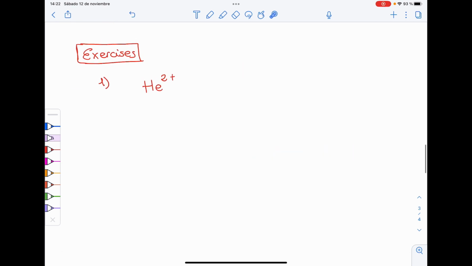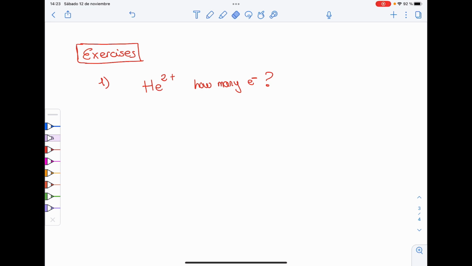Okay, let's see now one exercise. Imagine that sometimes they give me an example like this and they ask me, in this atom of helium that we have here, how much is the charge? How many electrons do I have? Sometimes I can write electrons like this, okay? How many electrons, how many protons, how many neutrons do I have in this one?